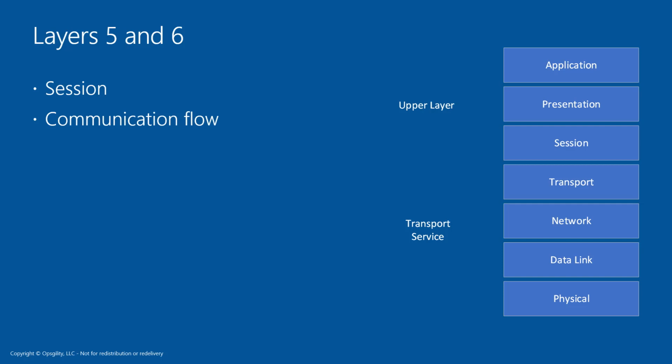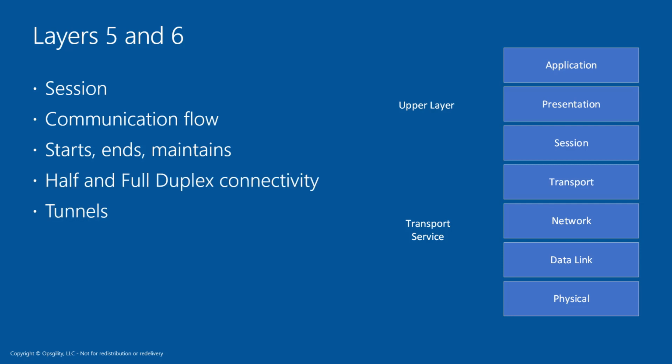The session layer starts, ends, and maintains a network session. So if you're about to send data from one computer to another, it's never going to happen without the session layer starting it, ending it, and keeping it going. It also has to do with two other things: half and full duplex connectivity, as well as tunneling.